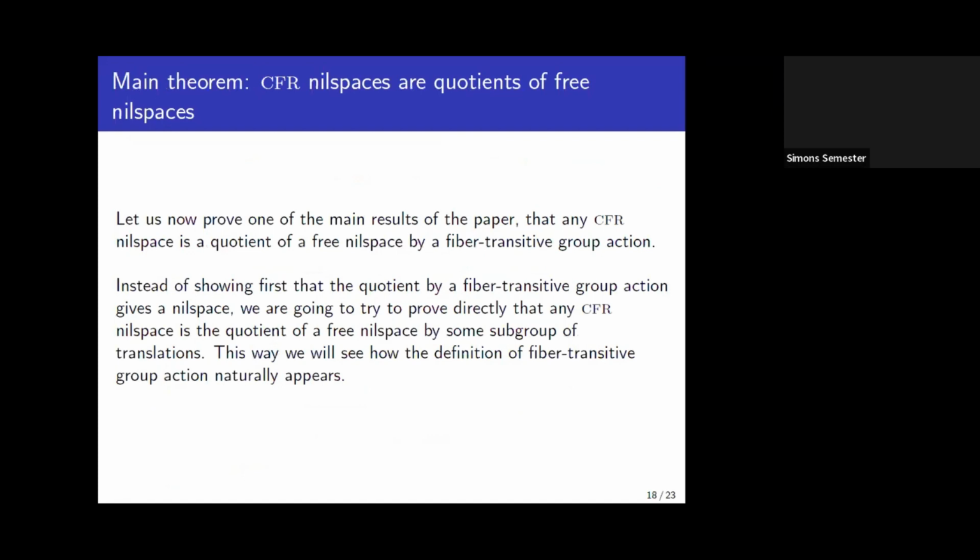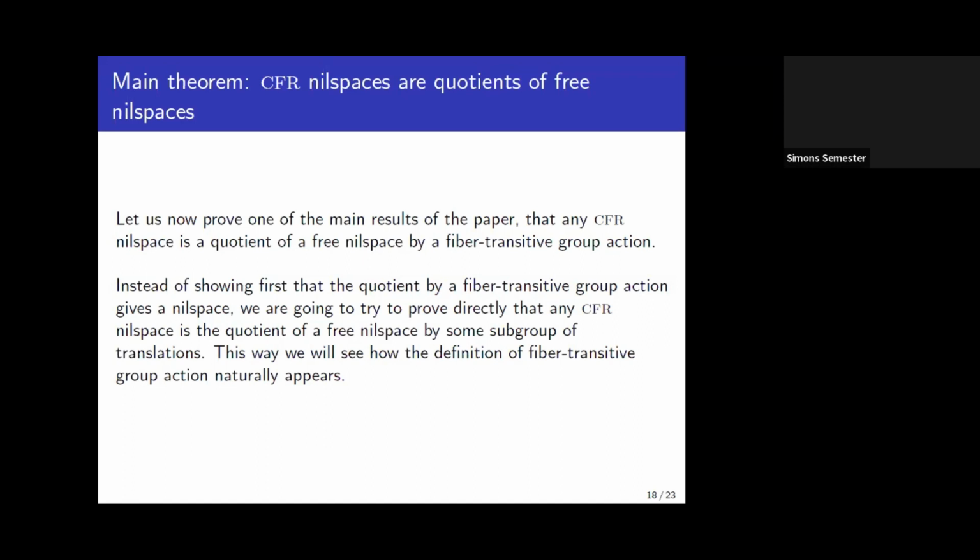And finally, I want to show the proof of the main result, that any compact and finite rank nilspace can be realized as a free nilspace modulo a fiber-transitive group action. But instead of doing this as I said here, what I'm going to do is follow more the approach that we followed when we were looking at the problem, when we didn't have access to the definition, but instead we were like, okay, suppose that, at least for abelian groups, there's some subgroup. Okay, what can we do?